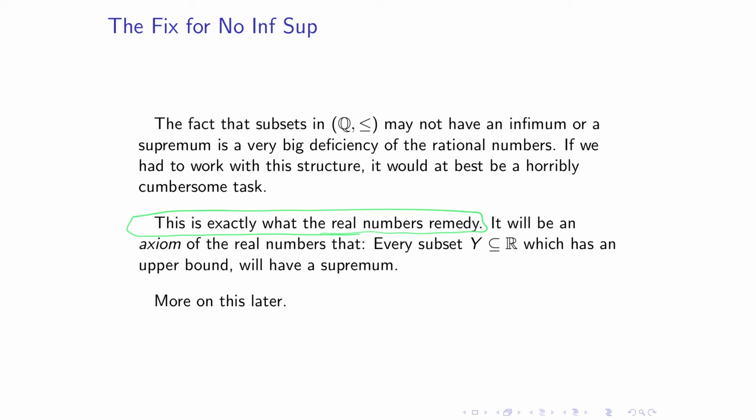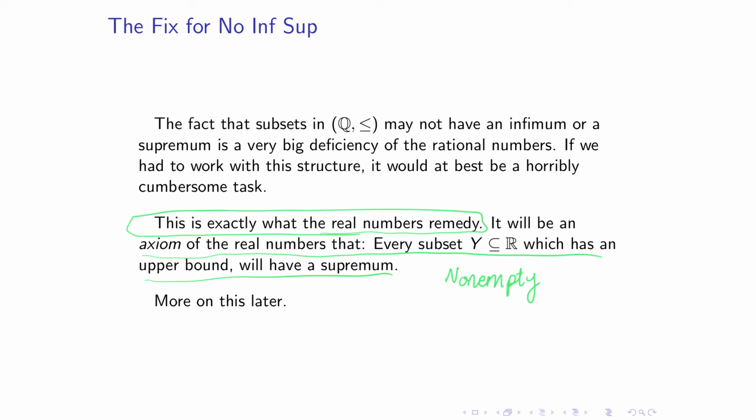But anyway, this deficiency, that there are some sets that have upper bounds but no least upper bound, no supremum, is exactly what the real numbers will not suffer from. We will have an axiom stating precisely that. It will be an axiom of the real numbers that every non-empty set bounded above will have a supremum. That is, in fact, the thing that distinguishes the rational numbers from the real numbers.